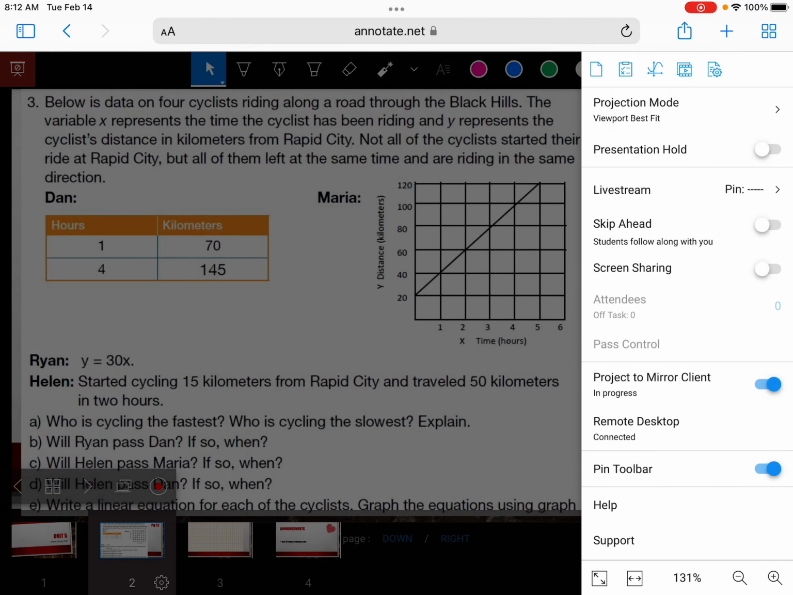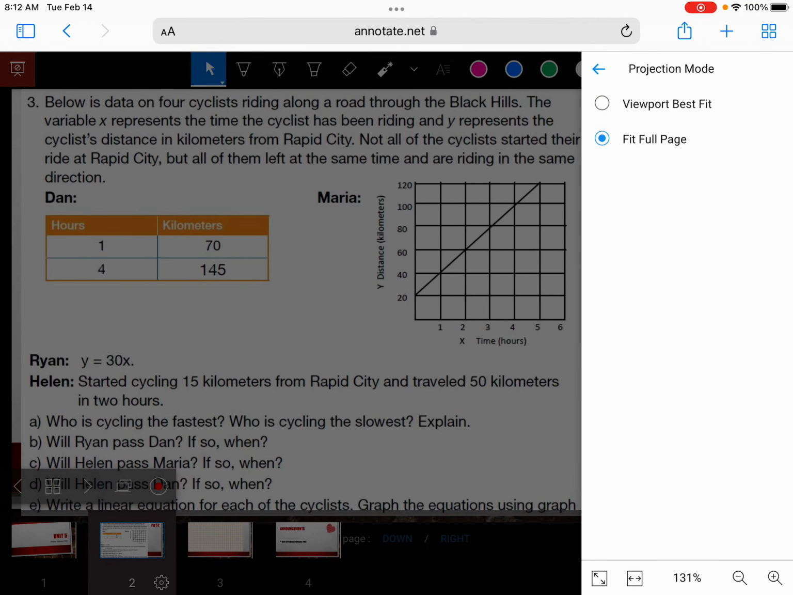Okay, sorry. Through the Black Hills, the variable x represents the time the cyclist has been riding, and y represents the cyclist's distance in kilometers from Rapid City. Not all the cyclists started their ride at Rapid City, but all of them left at the same time and are riding in the same direction.